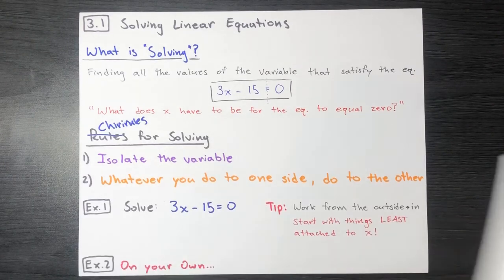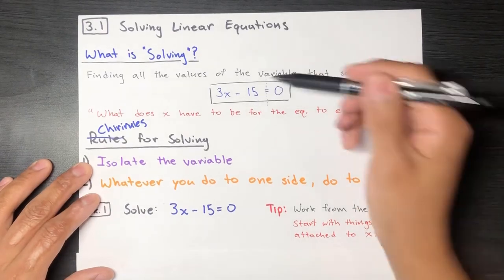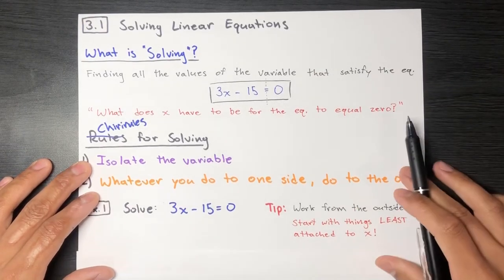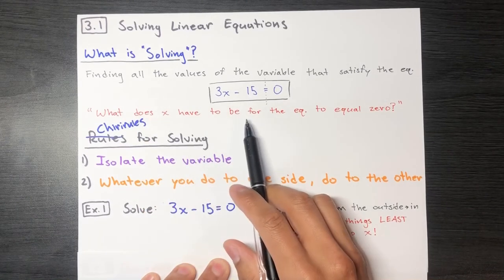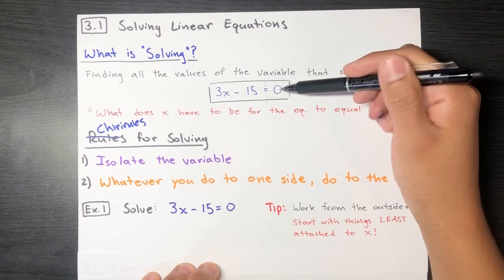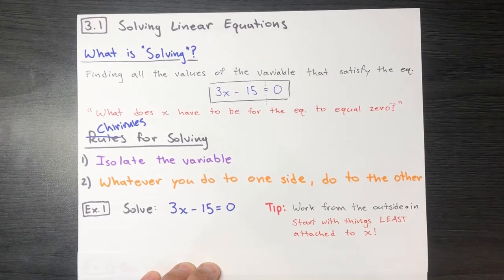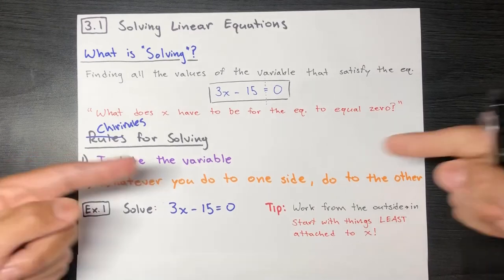So let's go ahead and solve one of these. If we're dealing with this equation up here, which was 3x minus 15, we want to ask ourselves, what does x have to be for the equation to equal 0? Because that is the answer to this equation. A quick tip is to work from the outside in. Always work from the outside in.